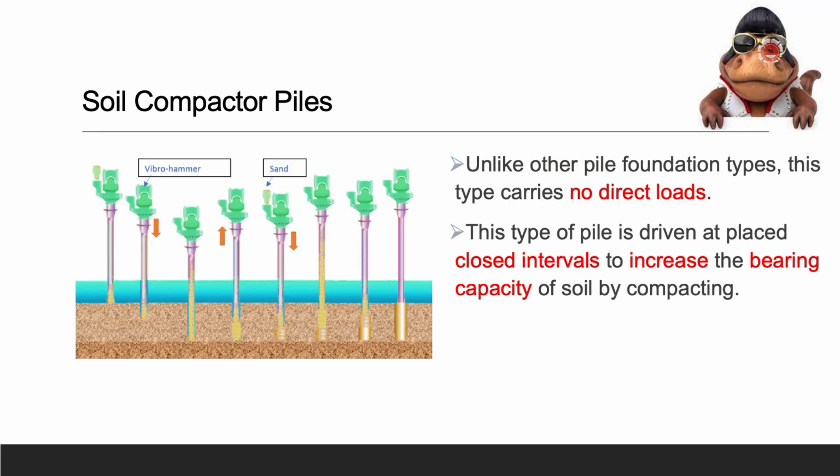So coming to the next method, it is the soil compaction pile. See, the objective is to increase the bearing capacity. How? You are driving the piles at very close intervals. You can see that by vibro hammer you are driving the piles with close center to center spacing.